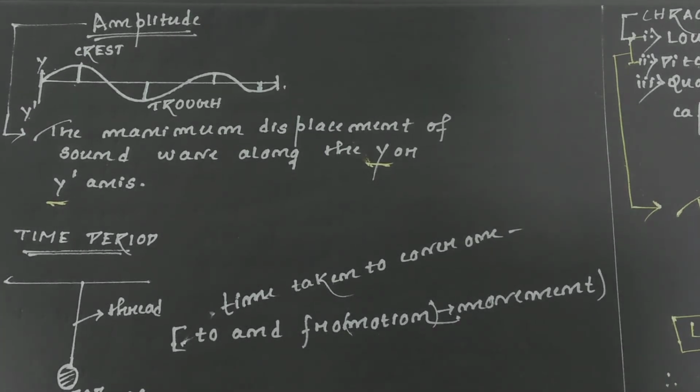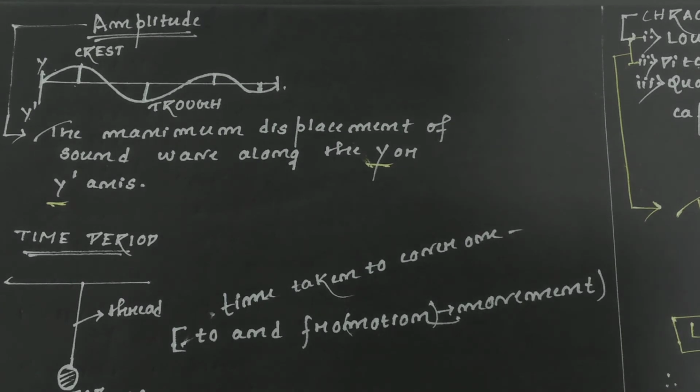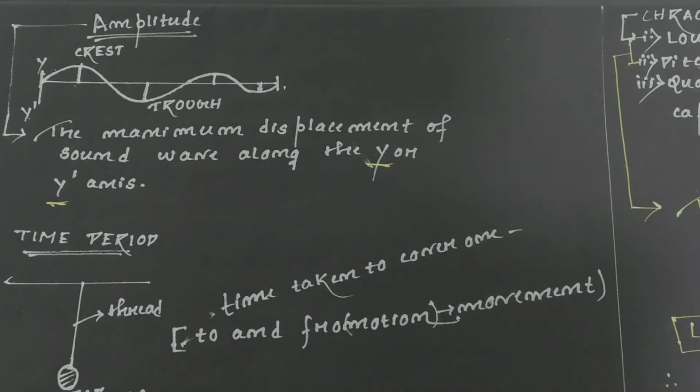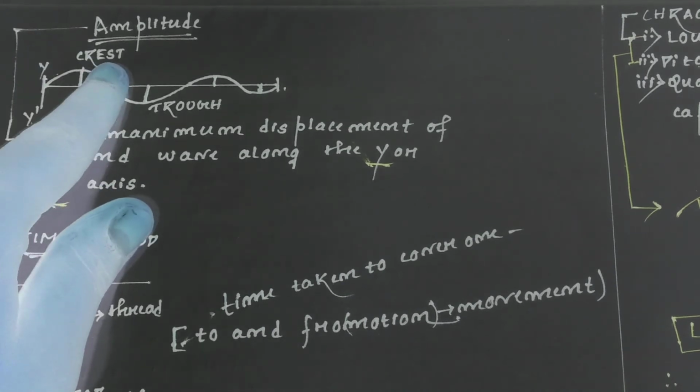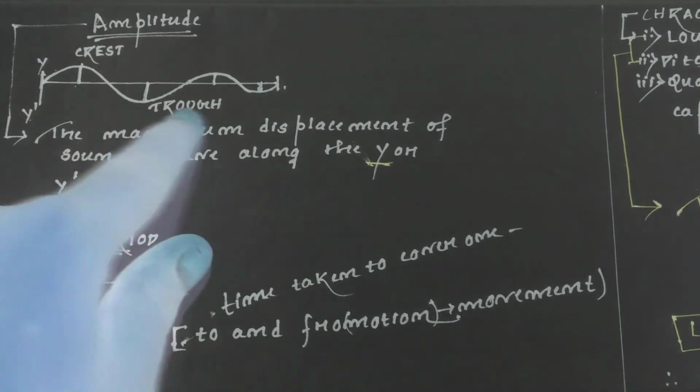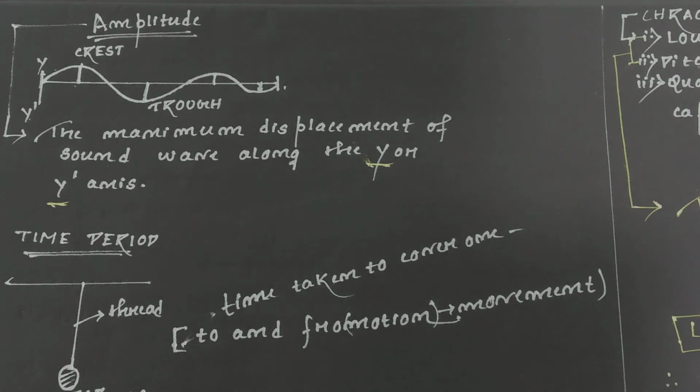Now you can see here that there is a crest drawn and a trough written. It is very important for you to know that the upper part of the wave is called the crest, whereas the lower part is called the trough. Hence, crest and trough.